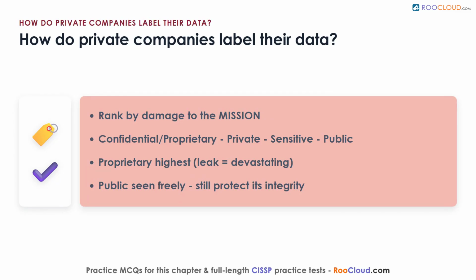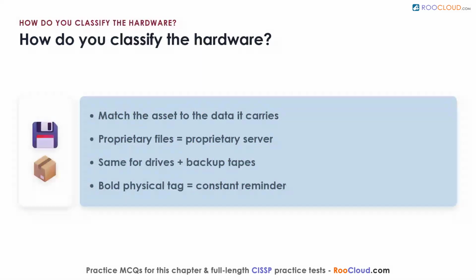How do you classify the hardware that holds the data? You match the asset to the data it carries. If a server processes proprietary information, that server itself becomes a proprietary asset. The same holds for a drive or a backup tape that stores the data. A clear physical label on the machine reminds everyone what lives inside. So a workstation touching your most sensitive records wears a bold tag announcing exactly that.